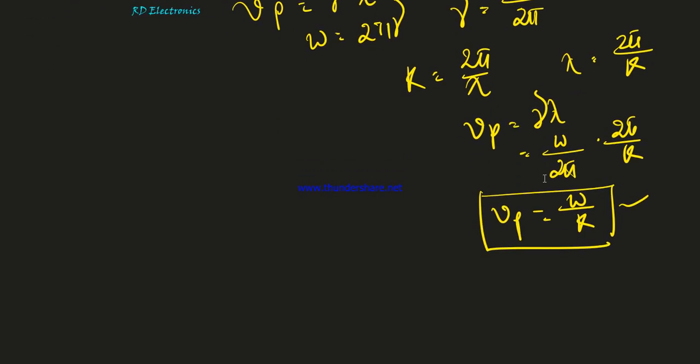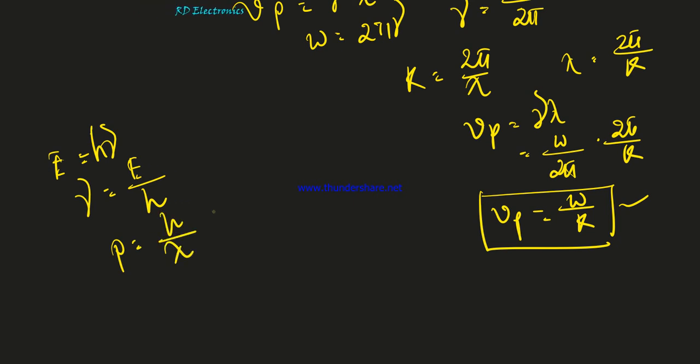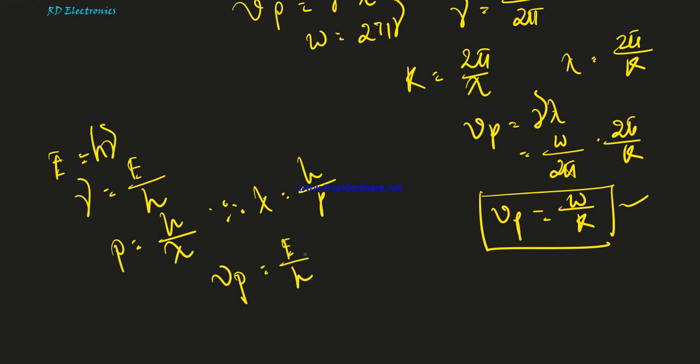Okay, so now according to the quantum theory, you know that E equals hν, energy equals Planck constant into frequency. So here ν equals E by h. We also know that from the de-Broglie relationship, p equals h by λ. Therefore λ equals h by p.